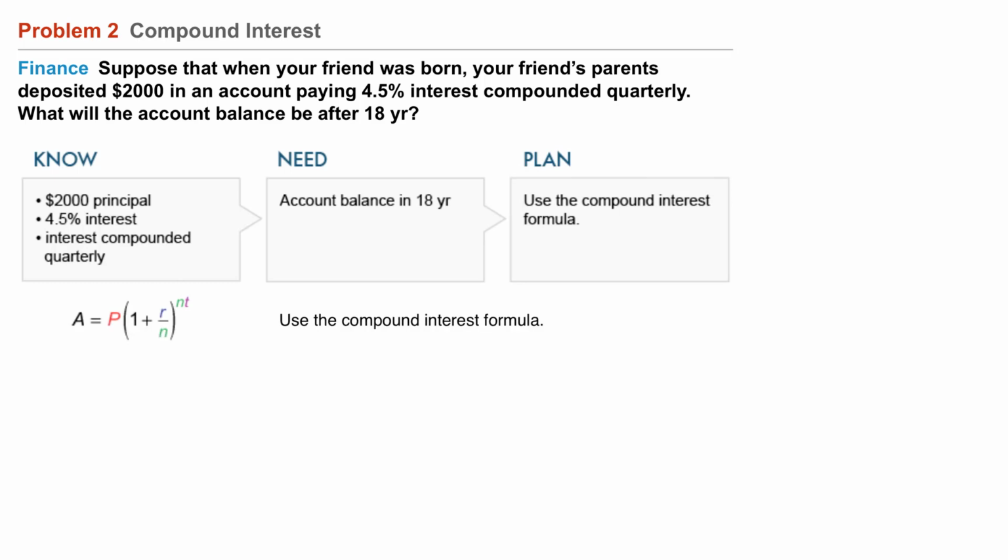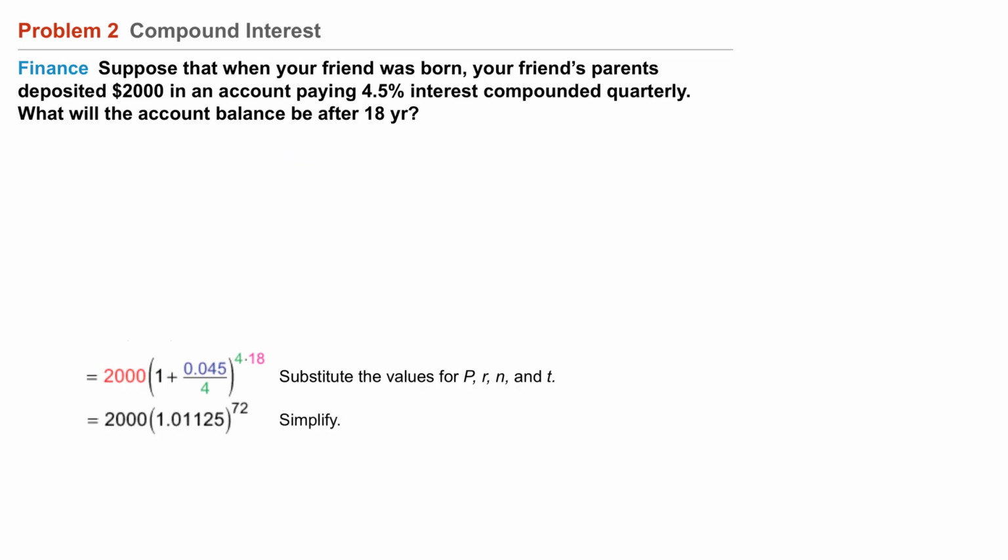Note our compound interest formula: A equals P times the quantity 1 plus r over n, raised to the nt power. And substitute. We'll substitute the values we know, those are P, r, n, and t, into the formula to find 2,000 times the quantity 1 plus 0.045 divided by 4, raised to the 4 times 18 power. As we simplify, we find that's 2,000 times 1.01125 raised to the 72nd power.